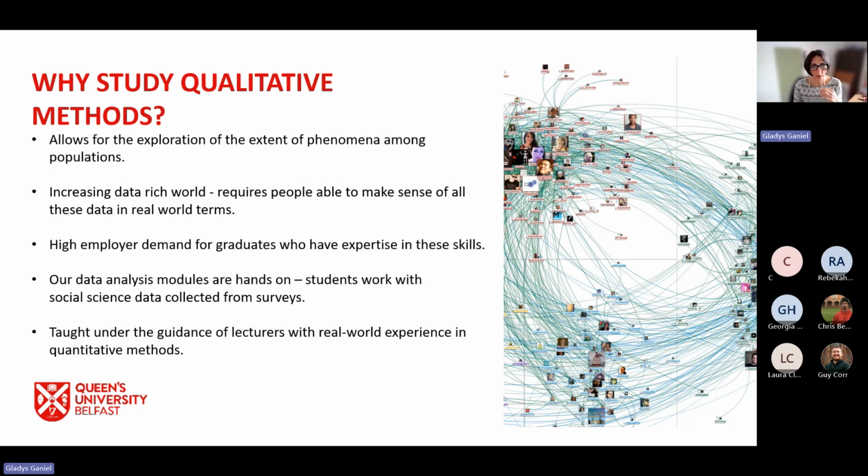And the modules will be hands-on. You will work with social science data collected from surveys. Some of you may know of the Northern Ireland Life and Times survey, which is a big survey done every year that's organized by researchers here in Queens and Ulster University as well. So there's that huge data set. There's other data sets. So you will get the chance to go in and really play with the data. And your lecturers will be people who have real world experience. They will have published in quantitative journals and be able to guide you through that.